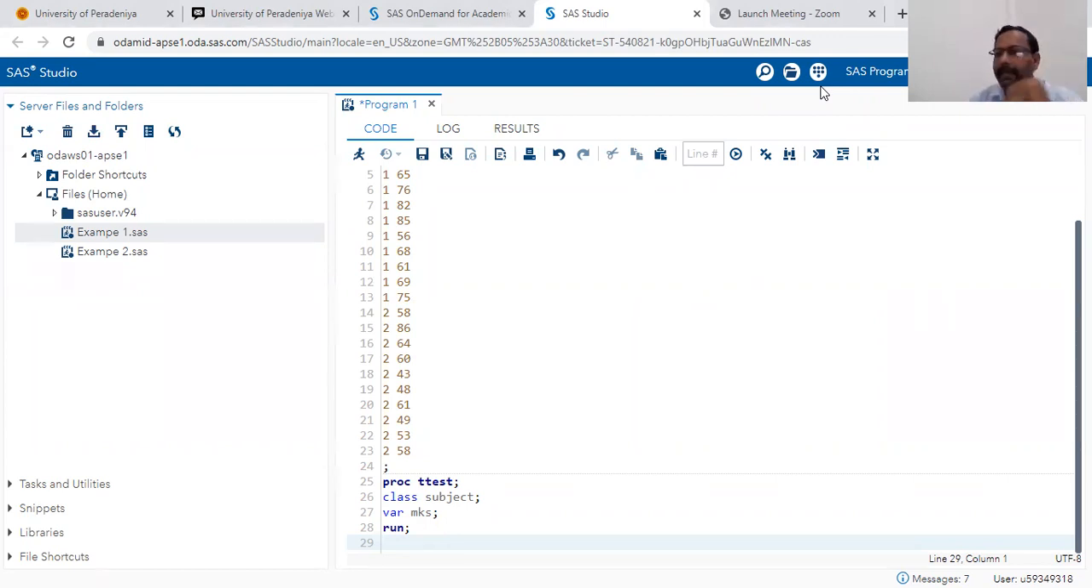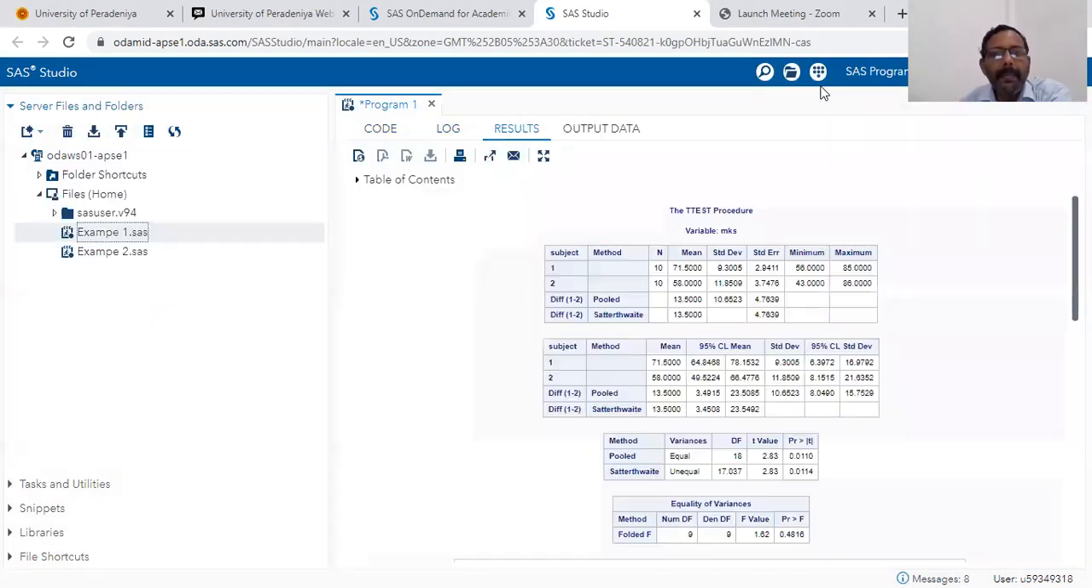Right. So we will run the program and see. So this is my output. We can look at different tests. You see, we will come to that. The variable that we are analyzing is the marks. We are analyzing the variable marks.